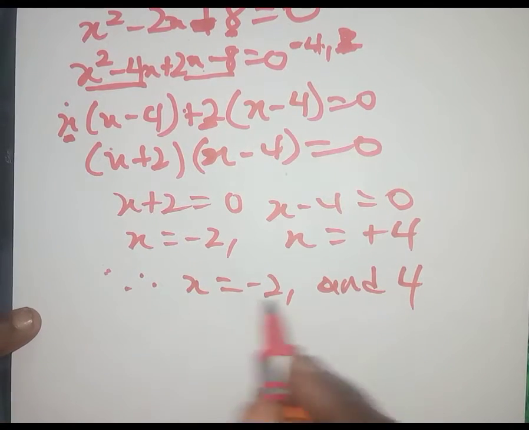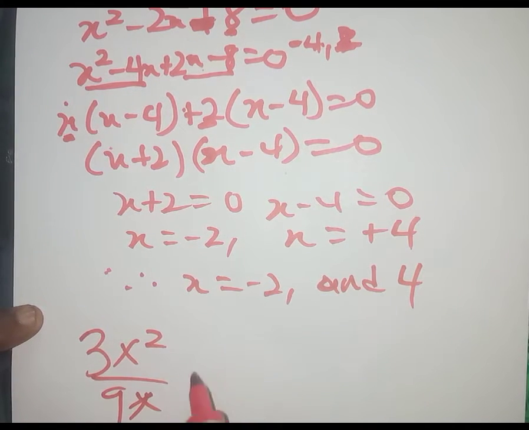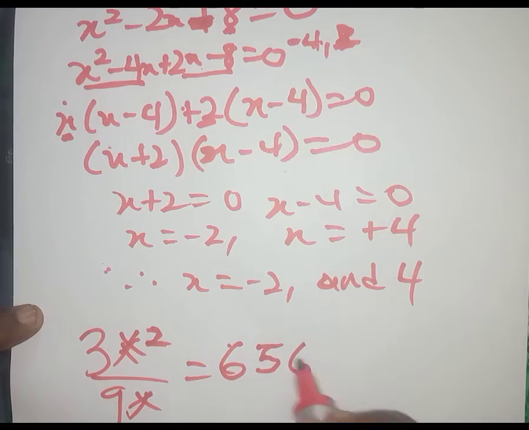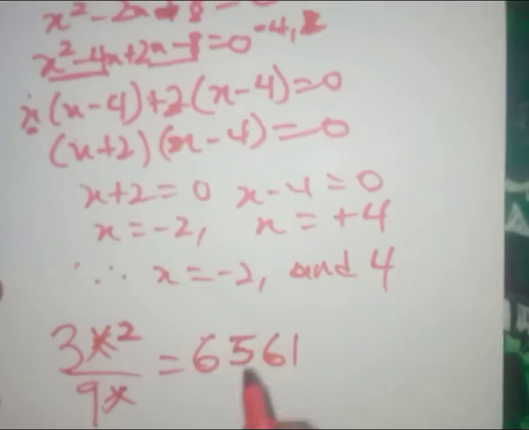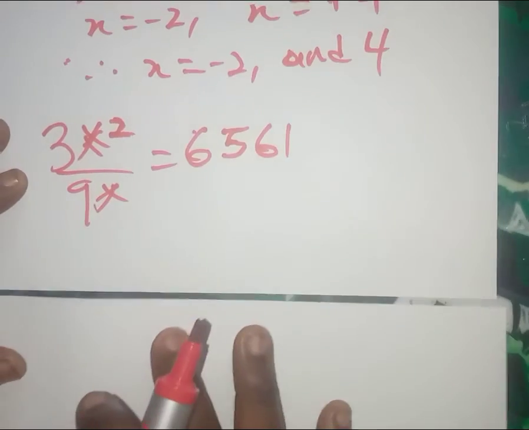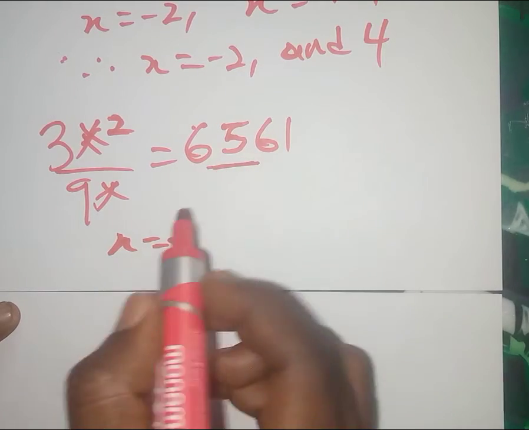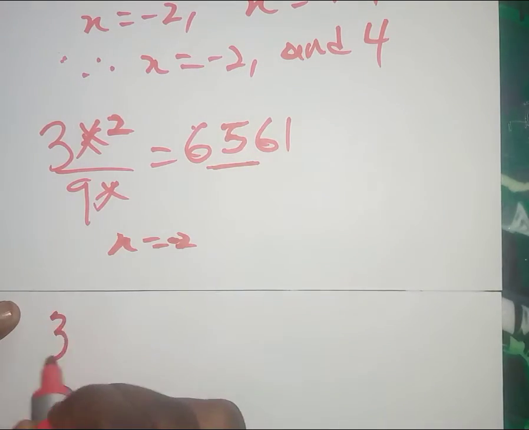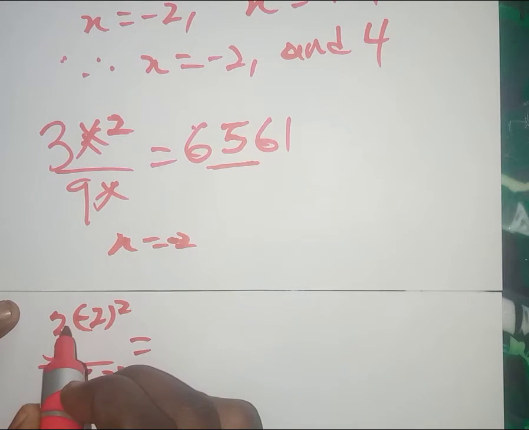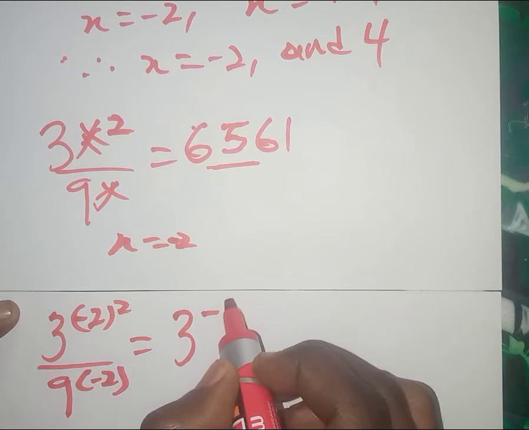Now how are we sure that this will be the answer? Remember the general equation says that 3 exponent x squared divided by 9 exponent x equals 6561. What we can do is substitute these values to check whether our answer is correct. Let's say x equals negative 2, and we see whether we get this as the answer. So we have negative 2 squared divided by 9 exponent negative 2. In this case negative 2 squared is 4, so it becomes positive, since negative 2 times negative 2 is positive.